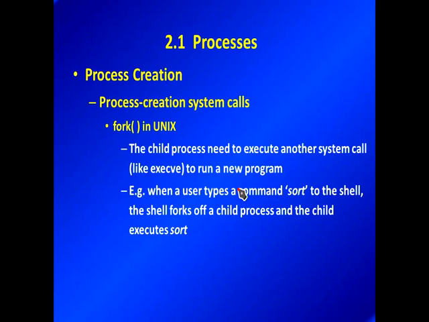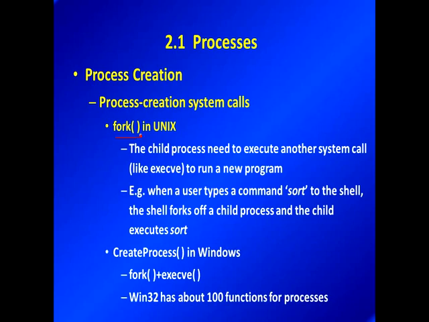And as we said, in Unix, if a process needs to create a new process, it needs to make a system call named fork. And if you are in Windows, then you need to make a system call called CreateProcess. They are two different system calls, and they have slight differences in the way they create a new process. In Unix-like systems, this system call is just responsible for creating a new process.